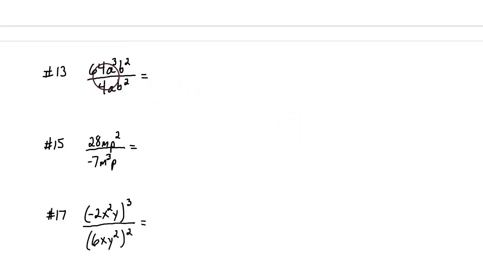Number 13, we have a division problem. 64 divided by 4 is 16. Now let's look at the variables. A to the third divided by a to the 1 is a to the 3 minus 1. Now let's look at the letter b. B to the second divided by b to the second is b to the 2 minus 2. So this makes 16a to the second b to the 0. Any non-zero number raised to the 0 power is just a 1. So this part here, that's just a 1. So the final answer is 16a to the second power.